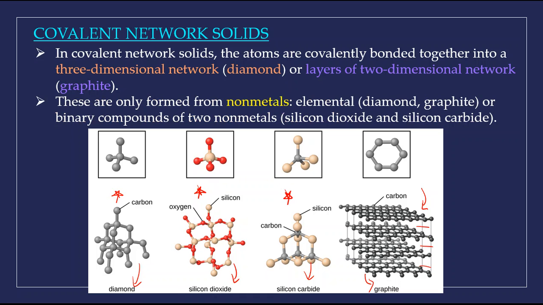Of course, all of these covalent network solids are made of non-metals. You have the elemental kinds, which are diamond and graphite. You have the two binary compounds, which are silicon dioxide and silicon carbide. At least they both have silicon in them, so that's easier to remember. But basically, you need to know these four.